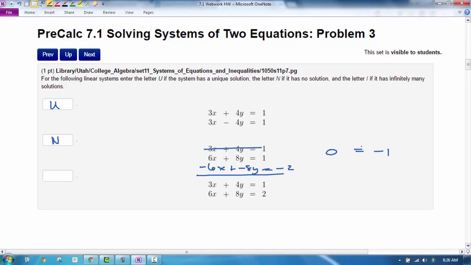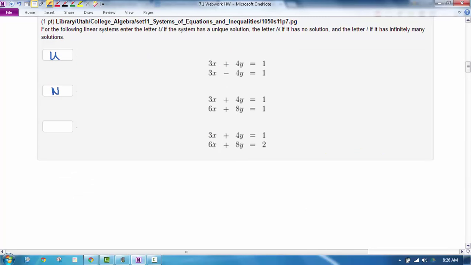And then the last one, do the same thing, multiply the first equation by -2, you get -6x plus -8y equals -2. And so now I've replaced the first equation with this equation, and then when I add them together, I get 0 equals 0, which means infinitely many solutions because 0 always equals 0. And you will get the same thing if you enter these in the matrices.